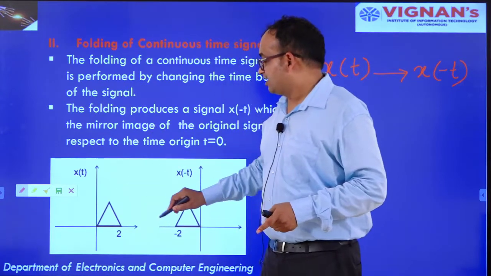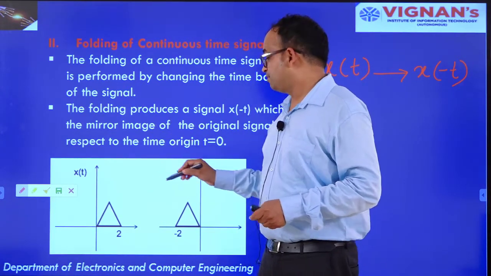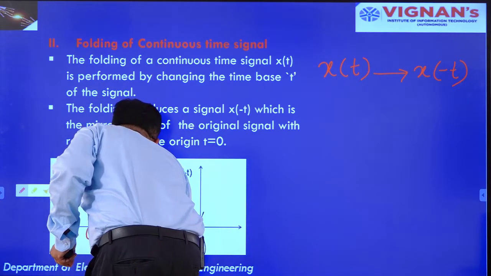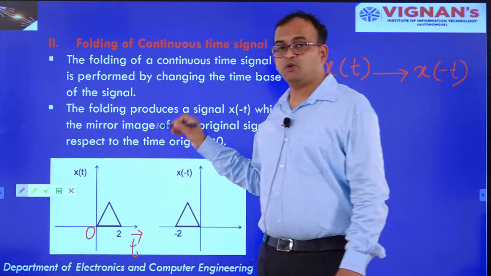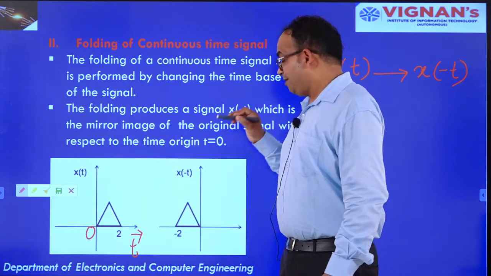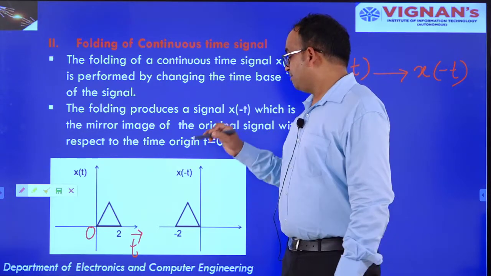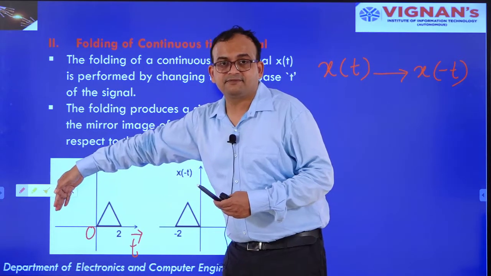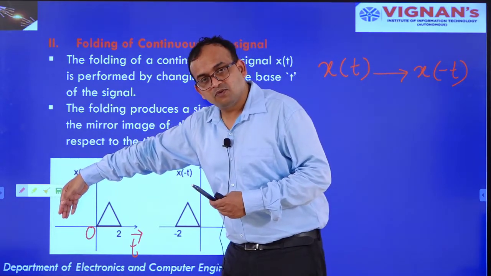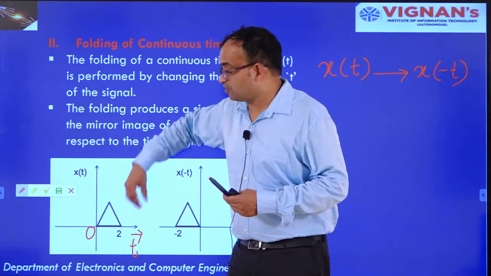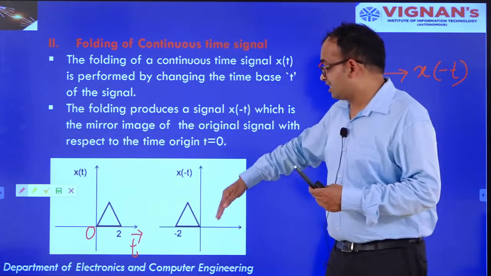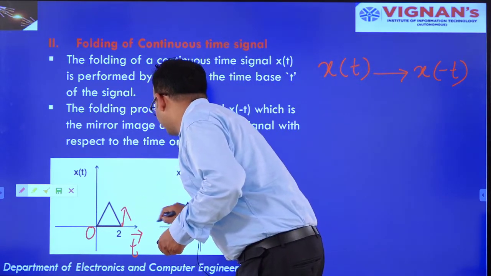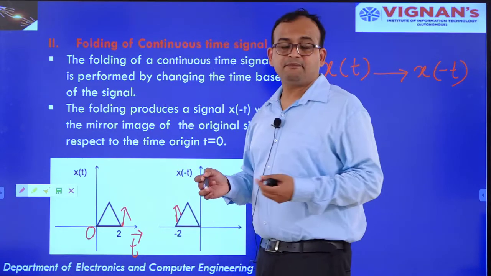I have taken an example here. Previously x of t was from 0 to 2 in the time domain. So if I want to find x of minus t, then what happens? Just we have to see the mirror image, just rotate the signal about the y axis, or about the origin, so that the signal is now going to minus 2. So this point is coming to minus 2, very simple thing.